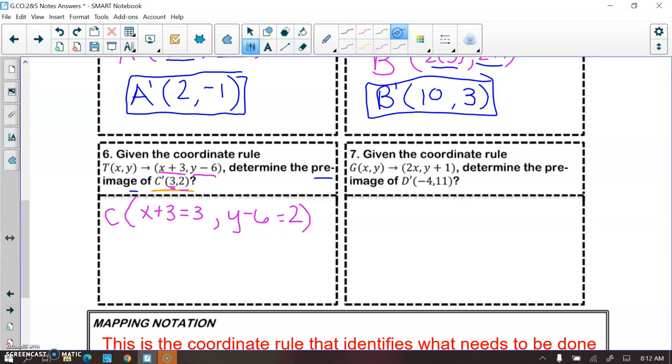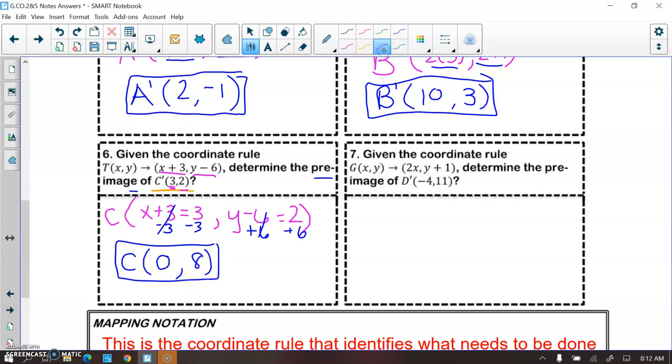So now I'm just going to solve both of these equations. I'm going to find my x value. I'm going to subtract 3 from both sides. So I wind up with C, my x value being 3 minus 3, which is a 0. And here I'm going to add 6 to both sides. So my y value of C would be 2 plus 6, which is an 8. And that's my answer. Okay.